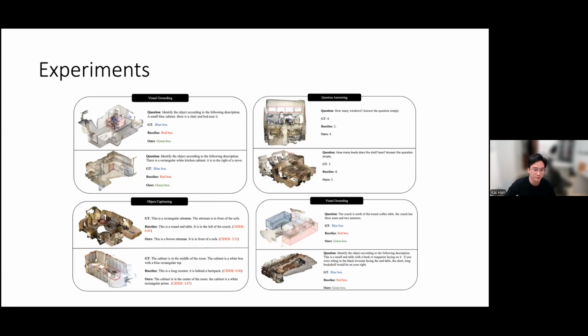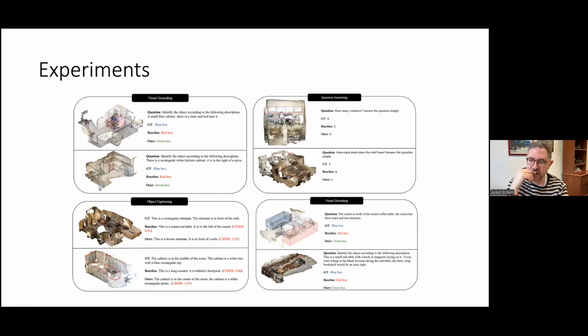So here there is a green box overlaid with the red box. We can't clearly see that, but they are overlapped. So both baseline and our method get the correct answer. And here, our answer is this one. The ground truth is this one. Our answer is actually overlaid with the ground truth, but the baseline gets the wrong answer. So this is 3D grounding, and same for the other question answering, object captioning, and some other examples.